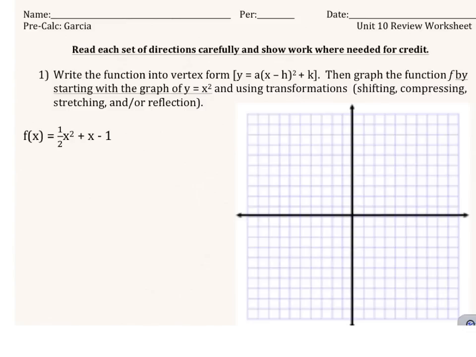We're going to write a function. We have a quadratic function, and we want to turn it into vertex form, and then graph the function by starting with the graph of y equals x squared, which is our parent function. So that's the parent function, and then transform it, either shifting, compressing, stretching, or reflecting.